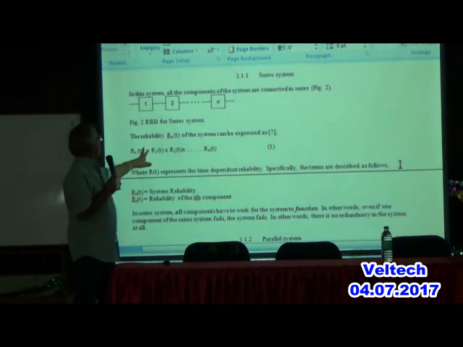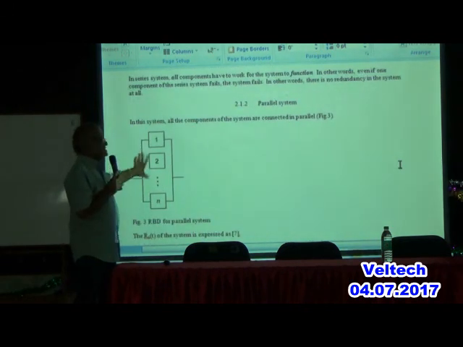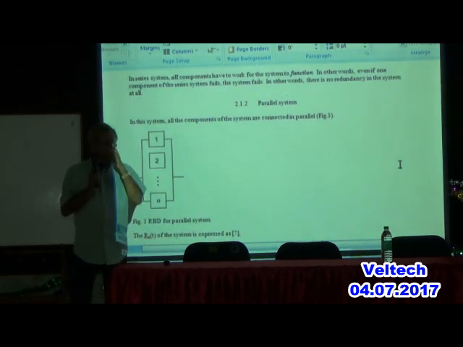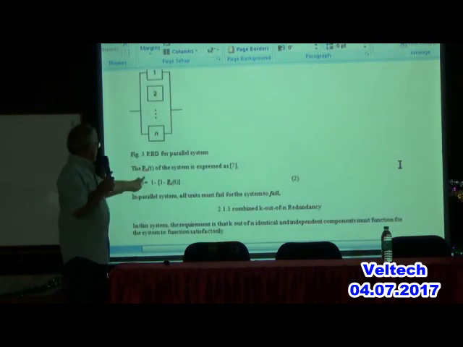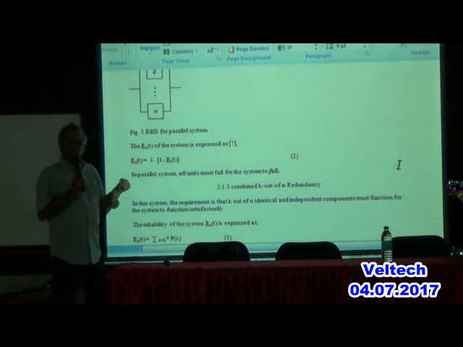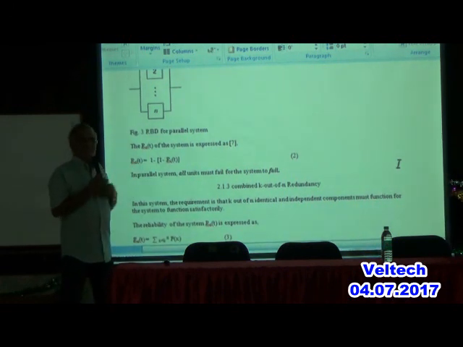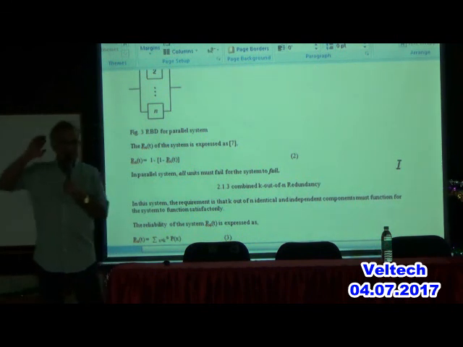let's go down. This is called a parallel system. Even if one of them works, it's perfectly fine. In this case, the reliability is nothing but 1 minus, here, go down, there's a sigma here, 1 minus the product of the failure probabilities. Now let's take a simple example of our body.